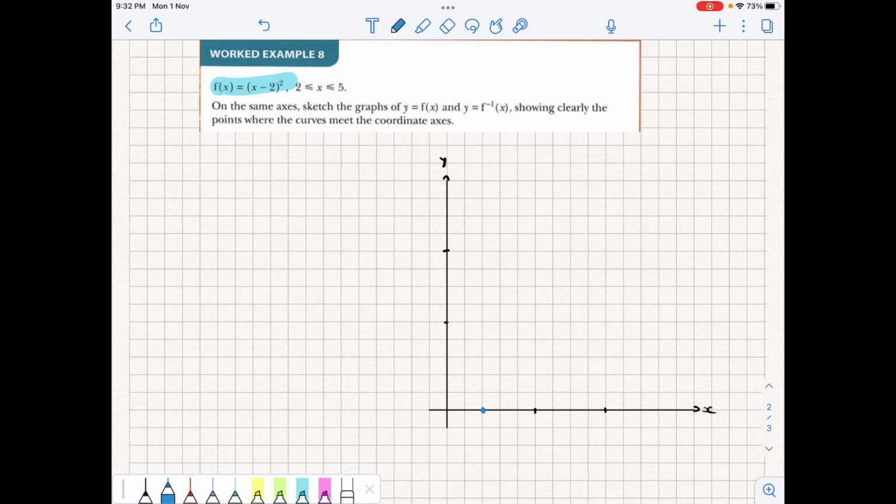At x equal to 3, we will have 1 squared, which is just 1. And at 4, we'll have 2 squared, which is 4. And finally, if we plug in 5, we'll get 5 minus 2, which is 3 squared, which is 9, which is up over here. And so we can simply just join the dots nice and smoothly, and there's my function. My next step would be to draw the y equal to x line.